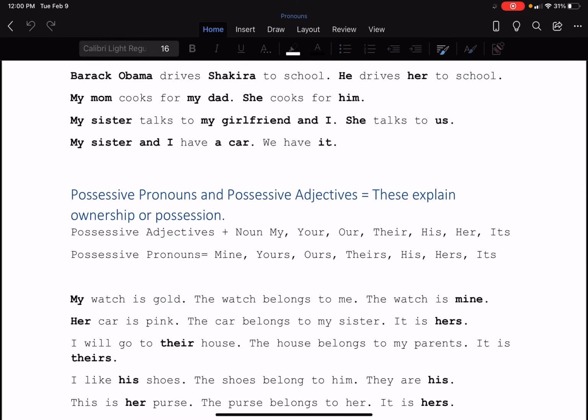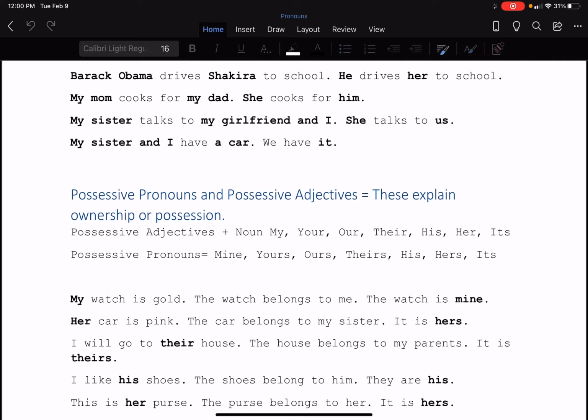We also have some pronouns in English that are possessive. They explain ownership or possession. And we have possessive adjectives, and we always need to have a noun after these. My name, my car, my phone. But when it comes to the possessive pronouns, we don't need anything after it. I can just say, it is mine, and that's it. So here are a few examples.